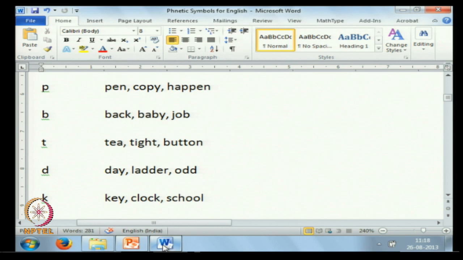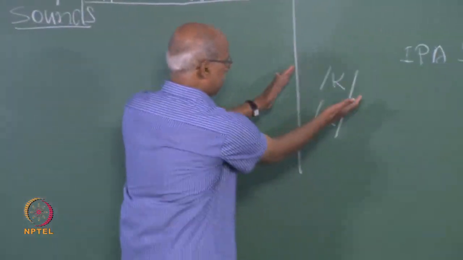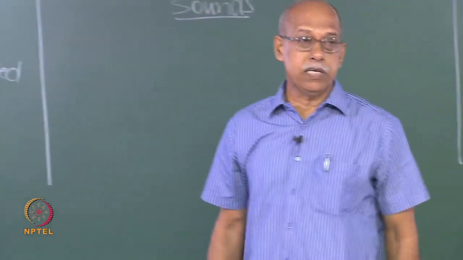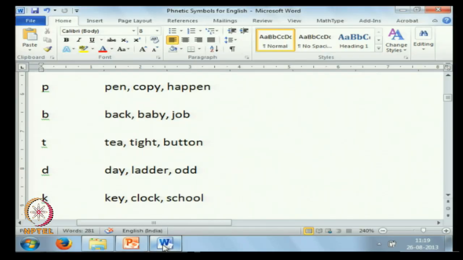These are the symbols. The first symbol shown there is not P. It is always written within slanted bars. I did not put it to keep it simple, but I will be using this kind of slanted bars. So the first symbol indicates not P, but pa, as in pen or copy or happen. Similarly, the next symbol is ba, it indicates ba. Okay?